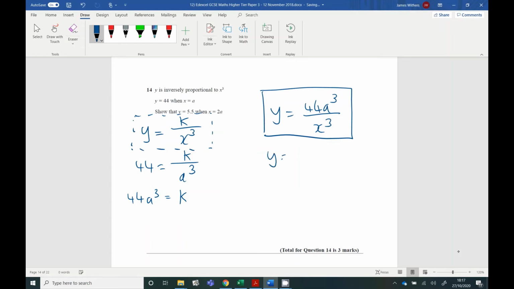So y equals 44a cubed all over x, which is 2a all cubed. So that's 44a cubed all over 8a cubed. Remember, 2a all cubed means 2a times 2a times 2a, which is 8a cubed. The a cubes cancel out, so we're left with 44 over 8, which is 22 over 4, which is 11 over 2, which is 5.5, which is what we had to show.